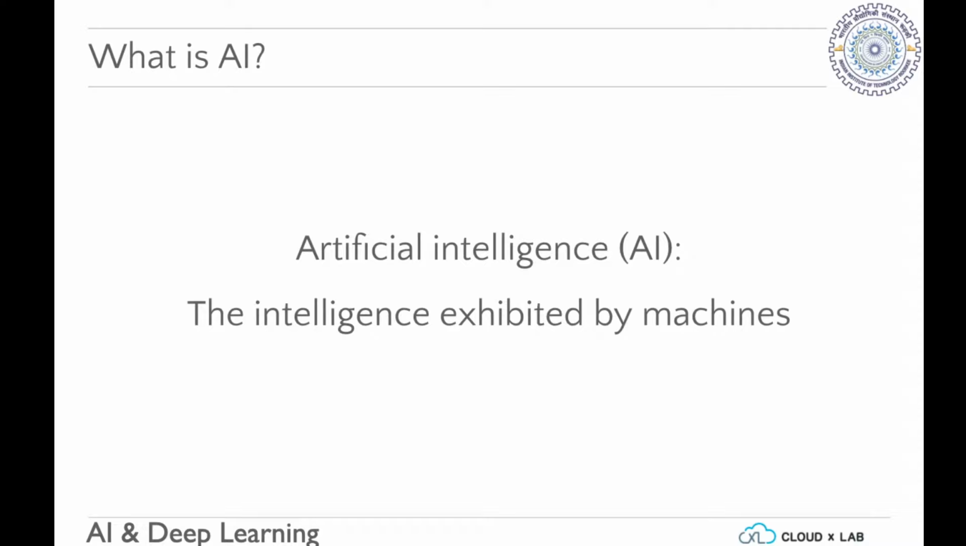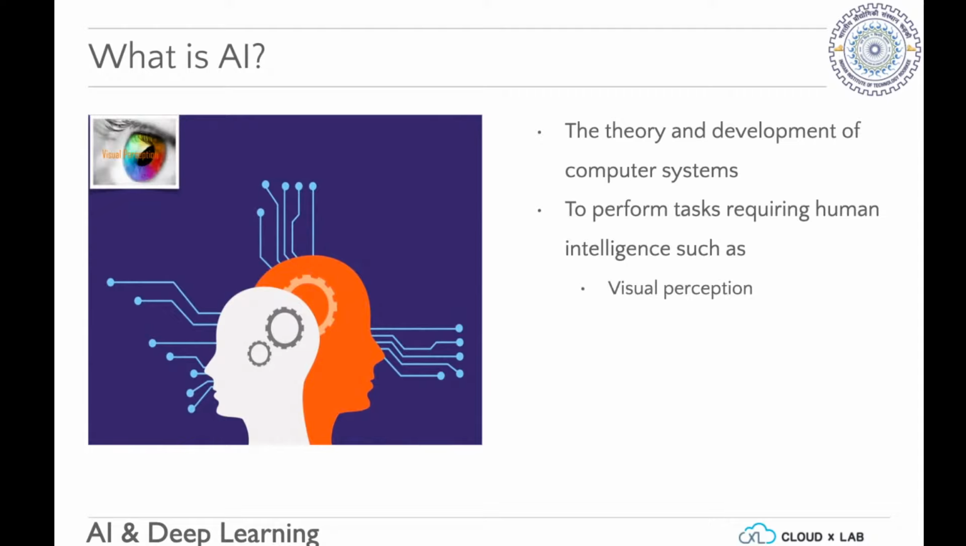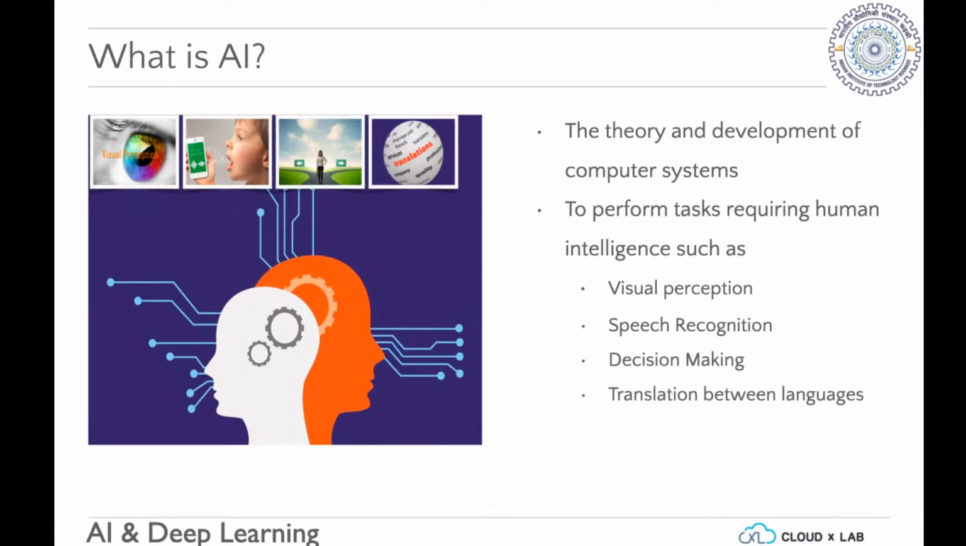Okay, now the next question is, what is AI? Artificial intelligence, or AI, is often called the intelligence exhibited by machines. It is a theory and development of computer systems to perform tasks that require human intelligence. Typically human intelligence includes visual perception, speech recognition, decision making, and translation between languages. So now this is getting a little more into AI as compared to machine learning or deep learning.